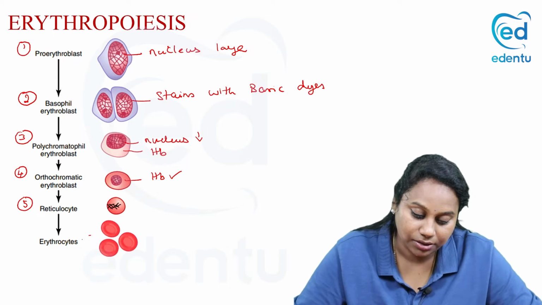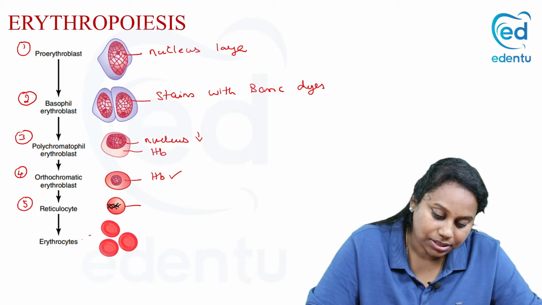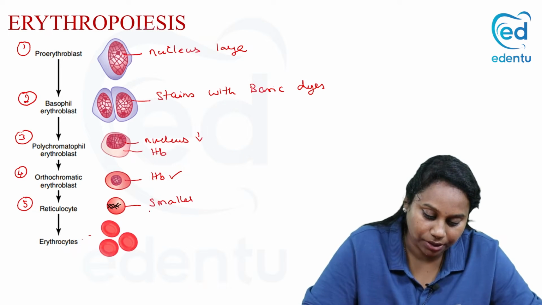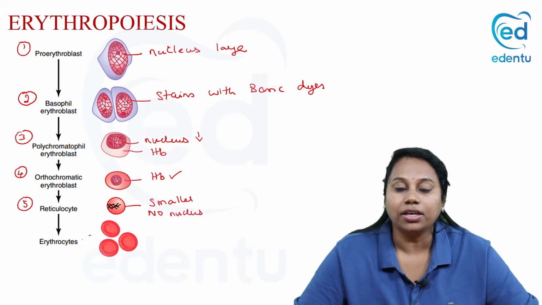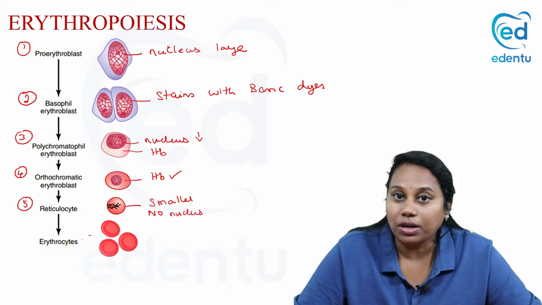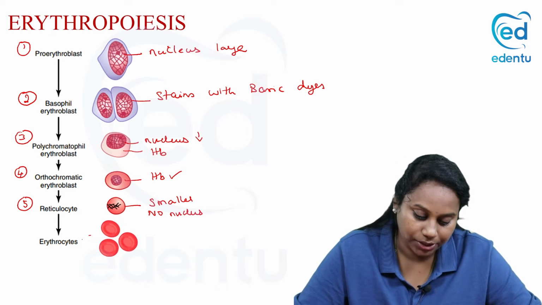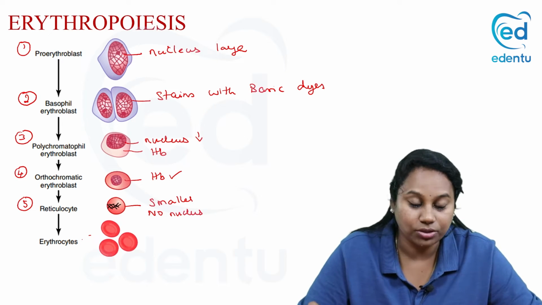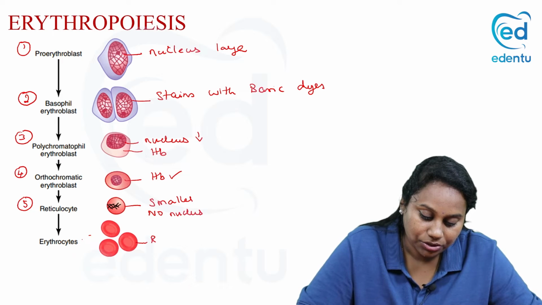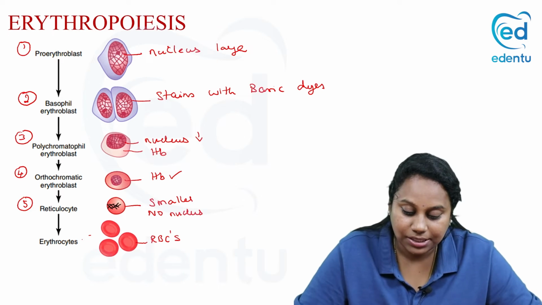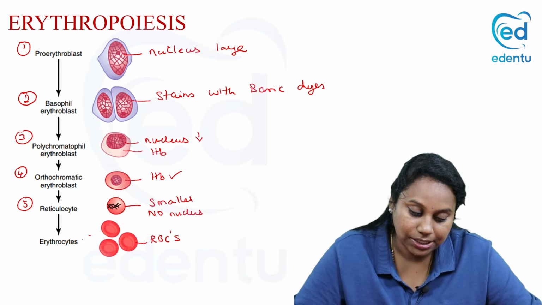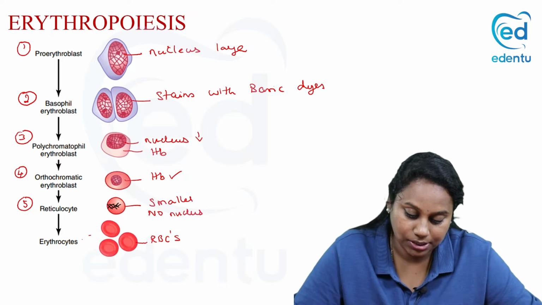The next stage is reticulocyte. You can see that the cells have become smaller and there is no nucleus. Nucleus has disappeared. And these reticulocytes constitute nearly less than 1% of the total RBC population. These reticulocytes are released from the bone marrow into the capillaries as mature RBCs, and these RBCs are biconcave disc-shaped structures. So this is how RBCs are formed, and the process is called erythropoiesis.